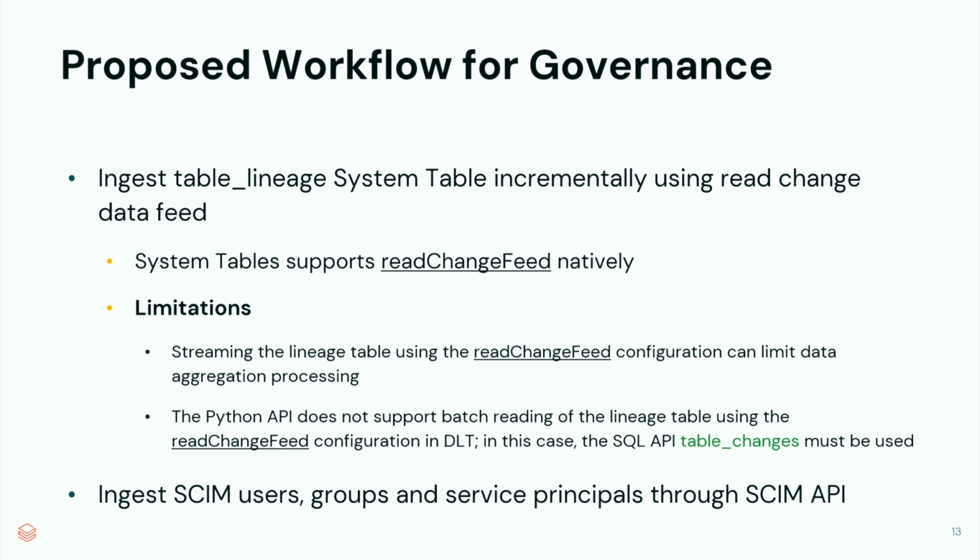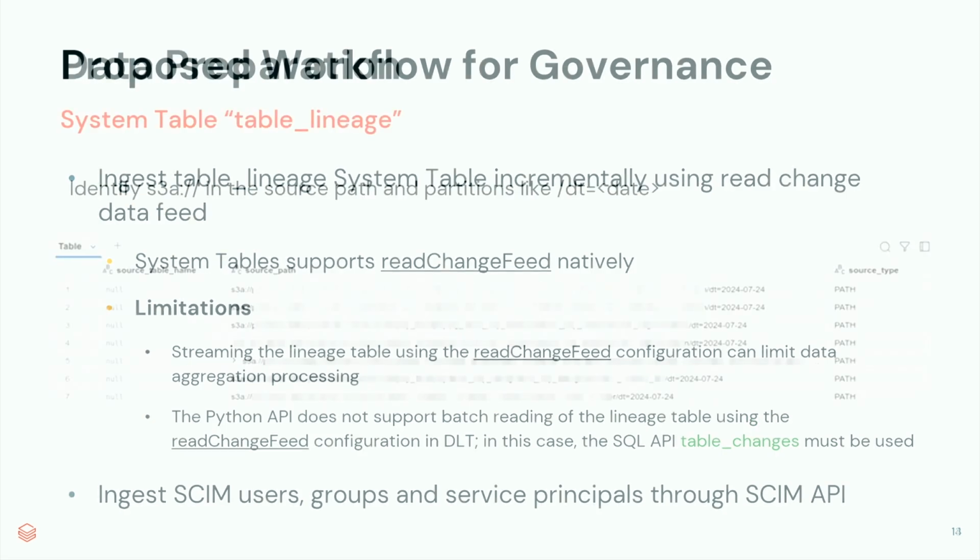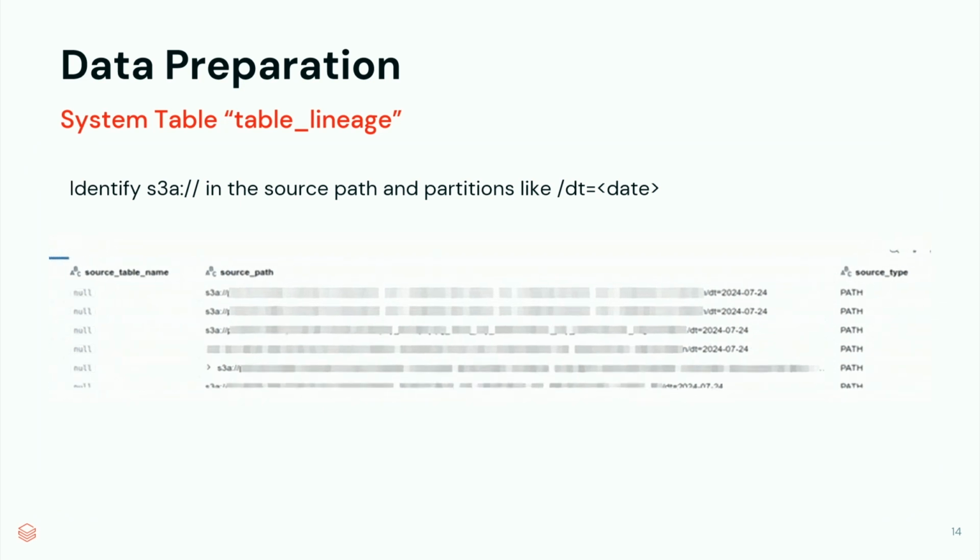And also, in a DLT pipeline, the Python API doesn't support batch reading in the lineage table because it's a Delta Shared table, and we need in this case to use the SQL API table changes that does the same effect. And then we need to ingest the users, groups, service principals using the SCIM API. But I will explain better.